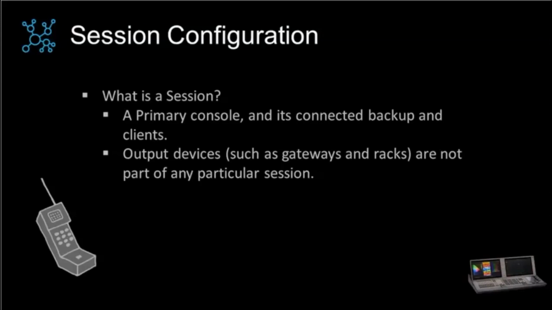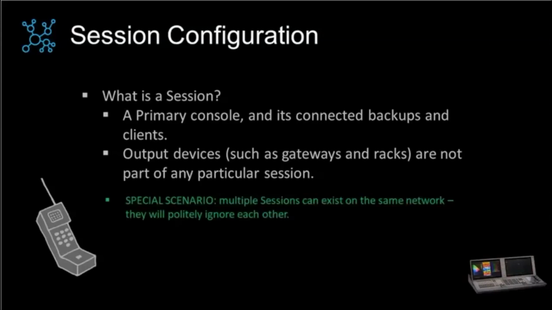And a session is not the same thing as a network, right? We can have multiple sessions existing on the same physical network. A primary and all of its connected devices with its show file and everything can be on the exact same physical network as another primary with a bunch of its connected devices. And those two sessions will just sort of politely ignore each other, right? They're not going to interfere with each other's communications. So there are scenarios like in TV studios where we have floating control rooms where we need to be able to get any control room paired up with any studio, where we like to have multiple sessions on the same network.